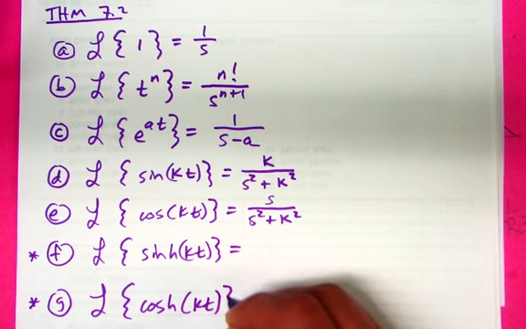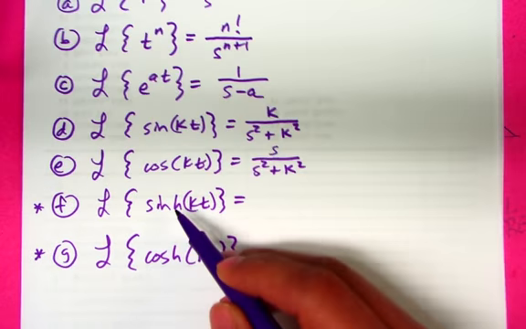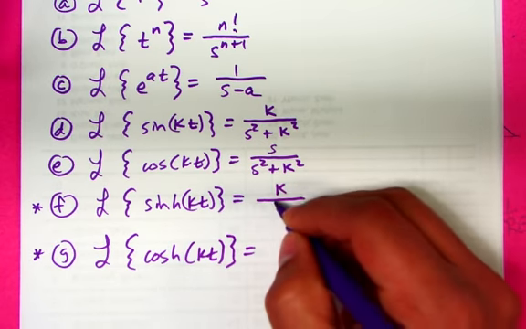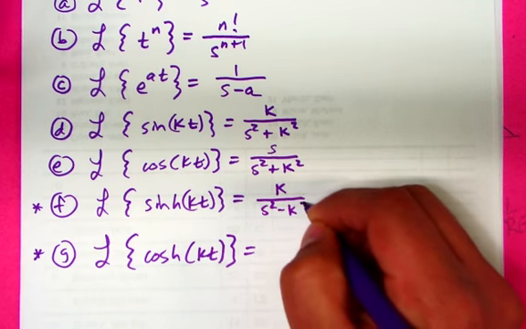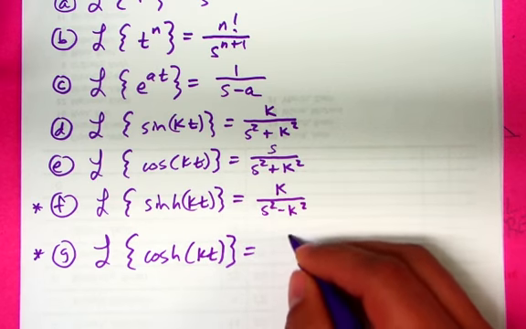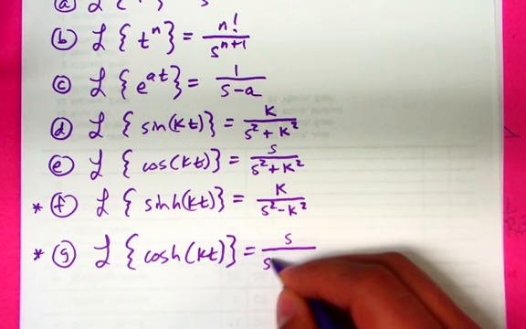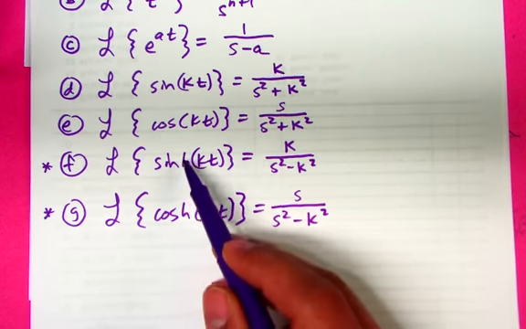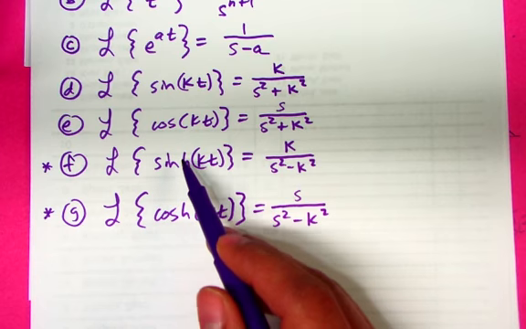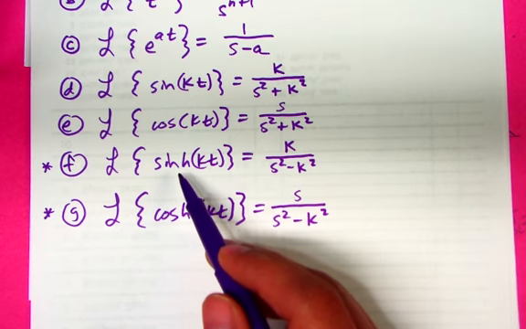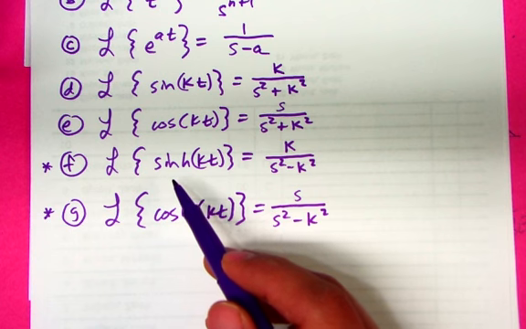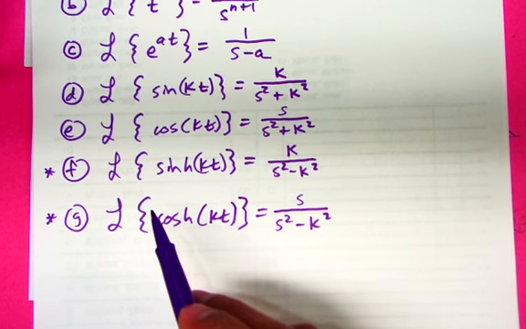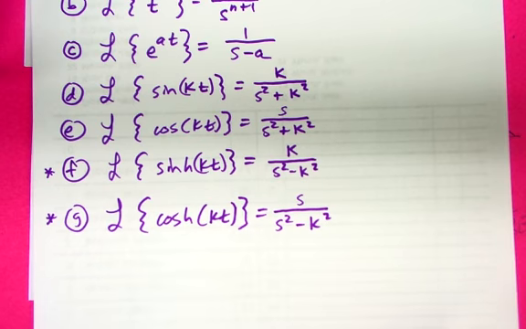Okay, so the hyperbolic sine, the transform of that will be k over s squared minus k squared. And for the hyperbolic cosine, it's the same, except s over s squared minus k squared. I forget which is which, but by definition, one of them is the average of e to the t and e to the negative t. And the other is half of the difference of e to the t and e to the minus t. So you get those curves, and that's what these stand for.